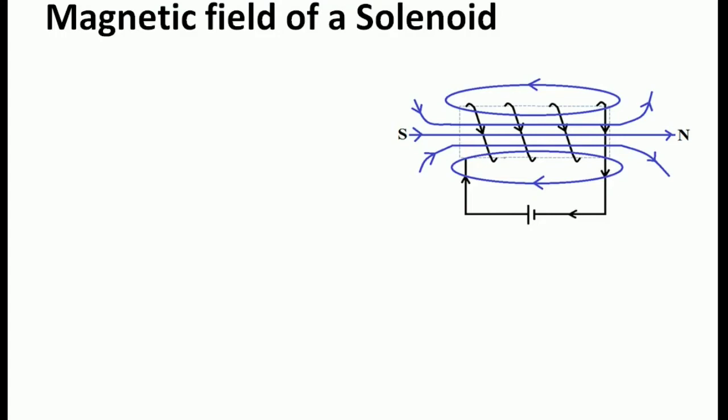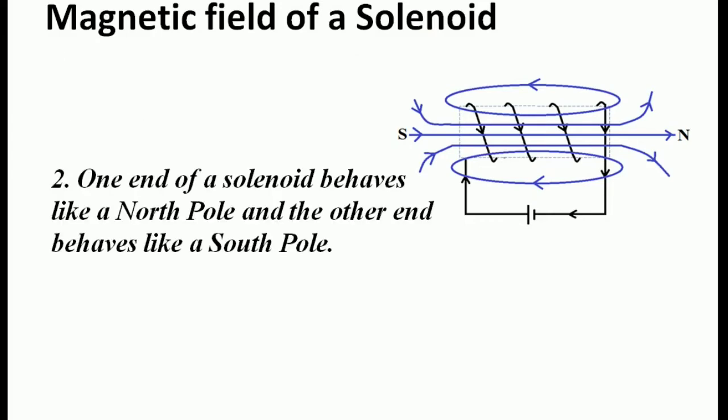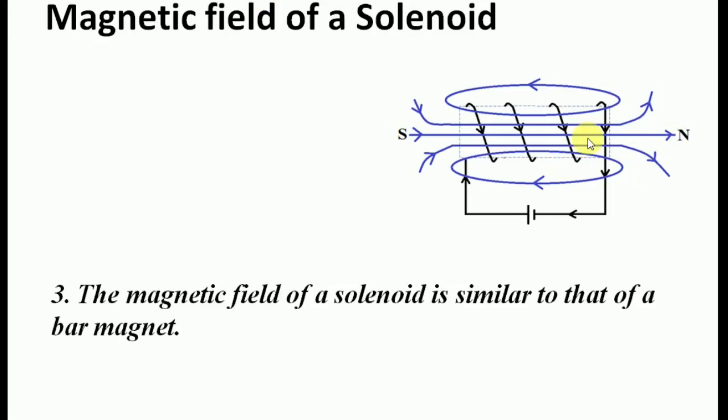Now we will talk about the properties of magnetic field lines of a solenoid. So this is a picture. Magnetic field lines are entering from this side and coming out from this side of a solenoid. In a solenoid, the magnetic field enters from one side and comes out from another end. One end of the solenoid acts as a south pole, the other acts as a north pole, and the magnetic field lines of a solenoid are similar to those of a bar magnet.